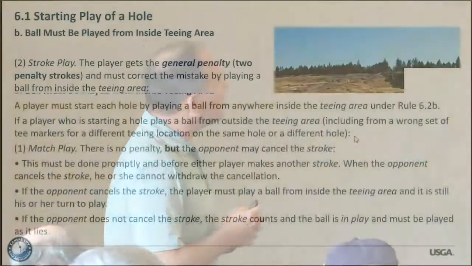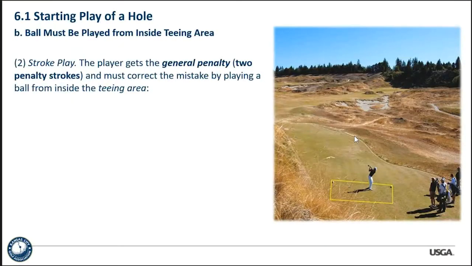All right, stroke play, the player gets the general penalty and must correct the mistake by playing a ball from inside the teeing area. Same rule that we currently are under. The ball played from outside the teeing area is not in play. Okay, but the hole is underway. The ball's not in play. So what does that mean?